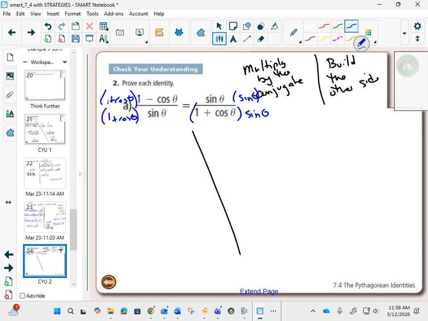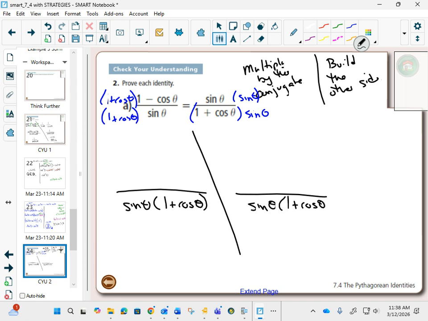But now, on this side, I'm not even going to multiply it out. I'm just going to leave it factored. On this side, that's my denominator. On this side, my denominators are the same. Yay. What do I get in my numerators? Well, on the right side, sine times sine, that will be sine squared. On the left hand side, I'm going to have to FOIL 1 plus cos theta times 1 minus cos theta. I have to multiply that all out.